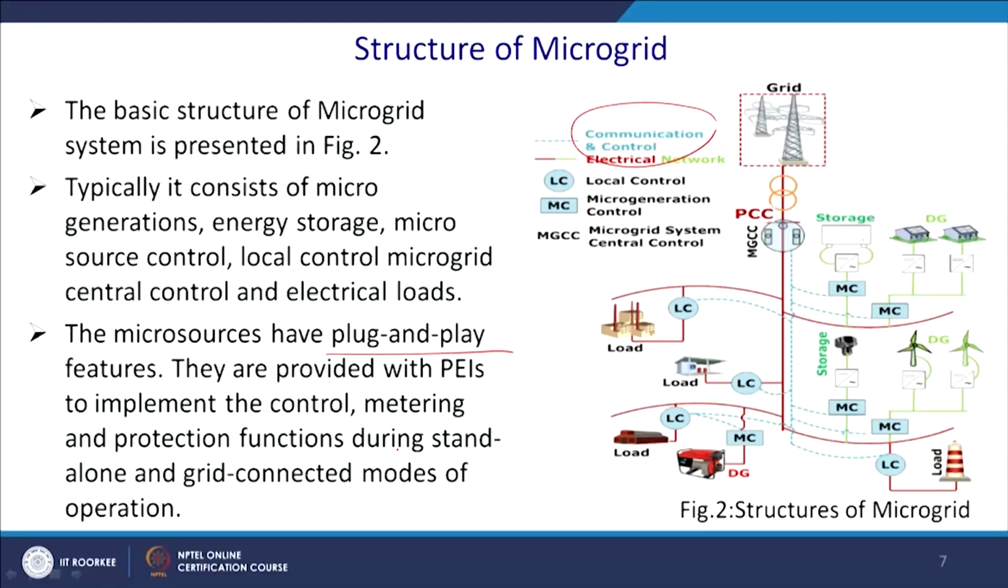They are provided with PEs, that is power electronics, to implement the control, metering, and protection functions during the standalone and the grid connected modes of operation. You may connect this point to the grid to exchange power. Once you have a surplus in the microgrid, you can sell it to the grid, or if you have more load demand, you can take it from the grid, or you may operate in islanding mode. That also comes under the MGCC operation.